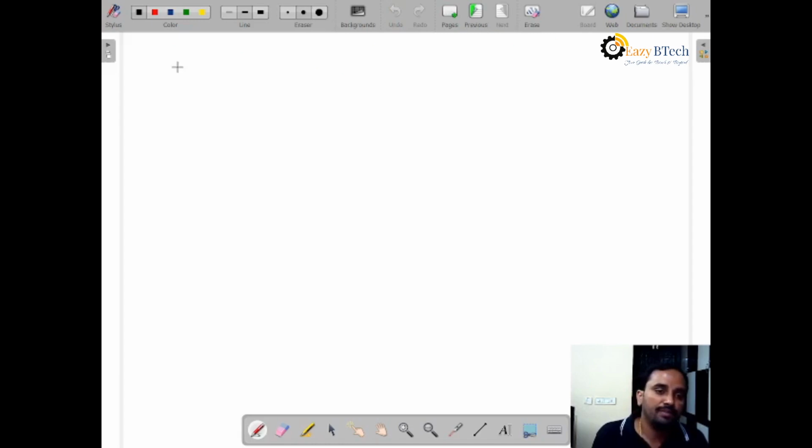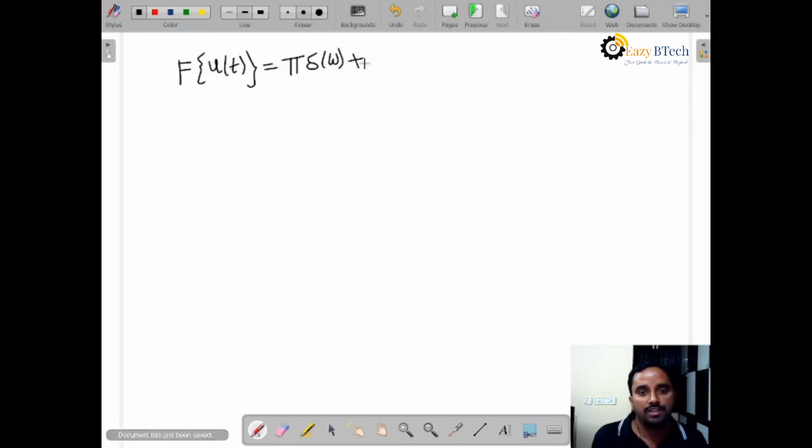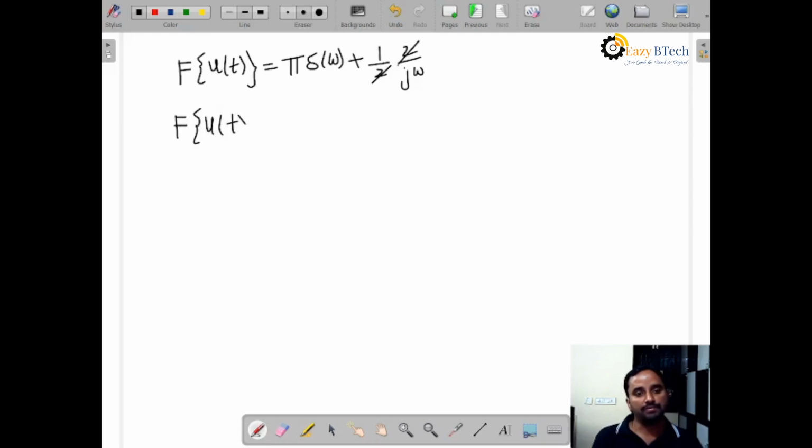So now Fourier transform of u of t is equal to Fourier transform of 1 by 2, which is pi del of omega, plus 1 by 2 times the Fourier transform of the signum function, which is 2 by j omega. So here 2 gets cancelled. This is the Fourier transform of the step signal. So what is the answer we have? Fourier transform of step signal is pi del of omega plus 1 by j omega.